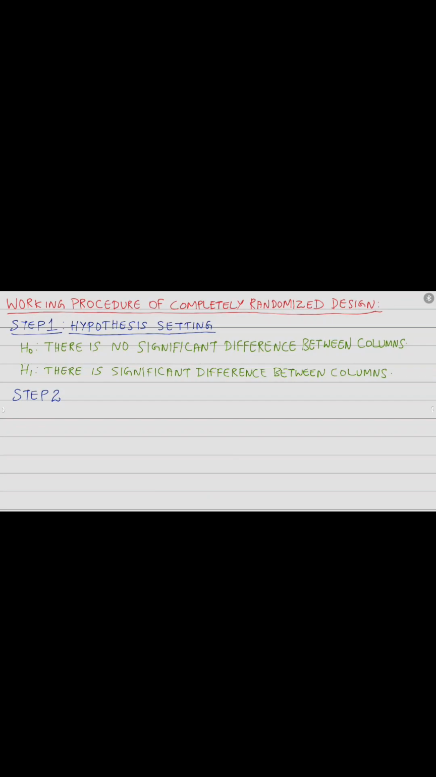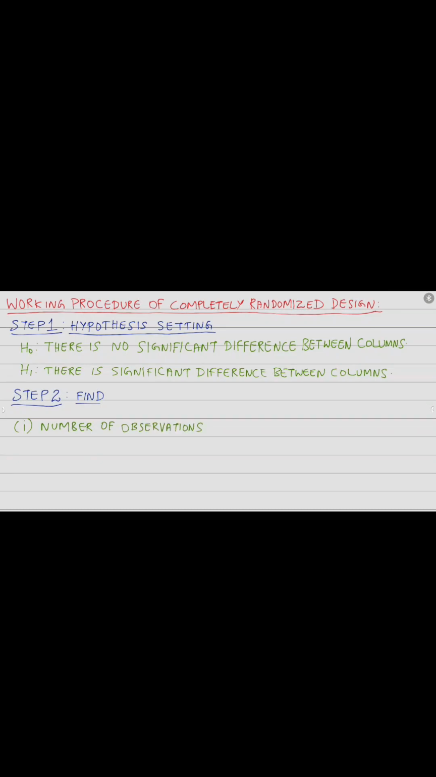In the first step, we set the hypothesis. We usually set the null hypothesis H0 as there is no significant difference between columns, and the alternate hypothesis H1 as there is significant difference between columns. From the given observations of the problem, we calculate their total and their sum of squares.